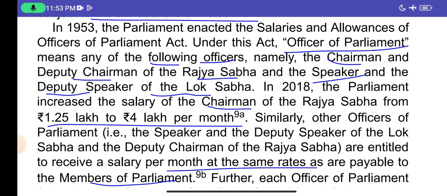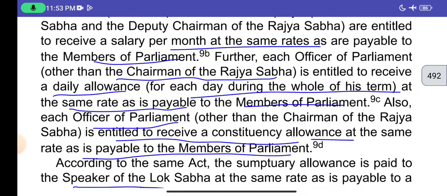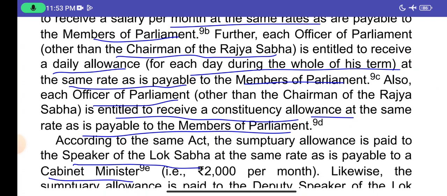Similarly, other officers of parliament, the speaker and the deputy speaker of the Lok Sabha and the deputy chairman of the Rajya Sabha are entitled to receive a salary per month at the same rates as are payable to the members of parliament. Further, each officer of parliament other than the chairman of the Rajya Sabha is entitled to receive a daily allowance for each day during the whole of each term at the same rate as payable to the members of parliament. Also, each officer of parliament other than the chairman of the Rajya Sabha is entitled to receive a constituency allowance at the same rate as is payable to the members of parliament.